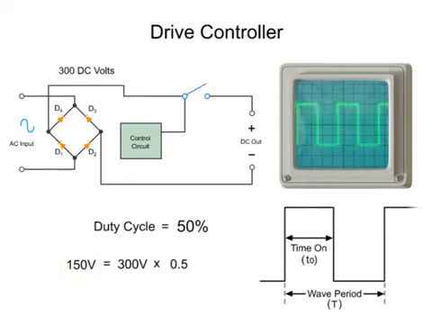Thus, controlling the speed of a motor can be achieved by modulating the square signal waveform.